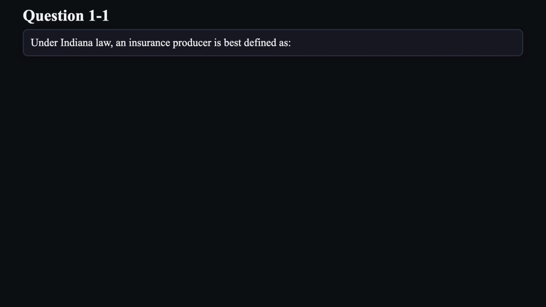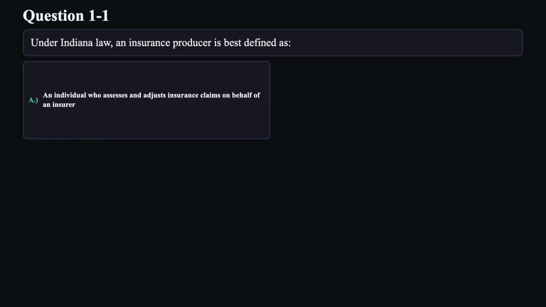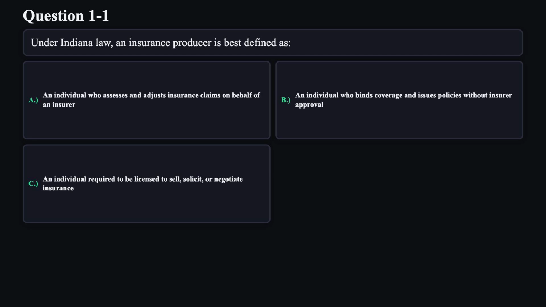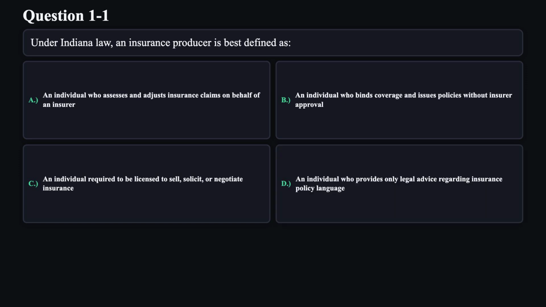Under Indiana law, an insurance producer is best defined as A. An individual who assesses and adjusts insurance claims on behalf of an insurer. B. An individual who binds coverage and issues policies without insurer approval. C. An individual required to be licensed to sell, solicit, or negotiate insurance. D. An individual who provides only legal advice regarding insurance policy language.